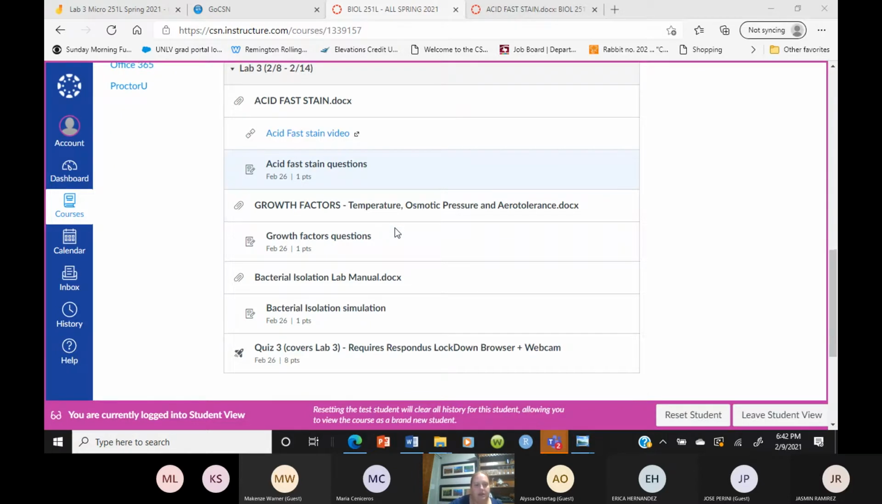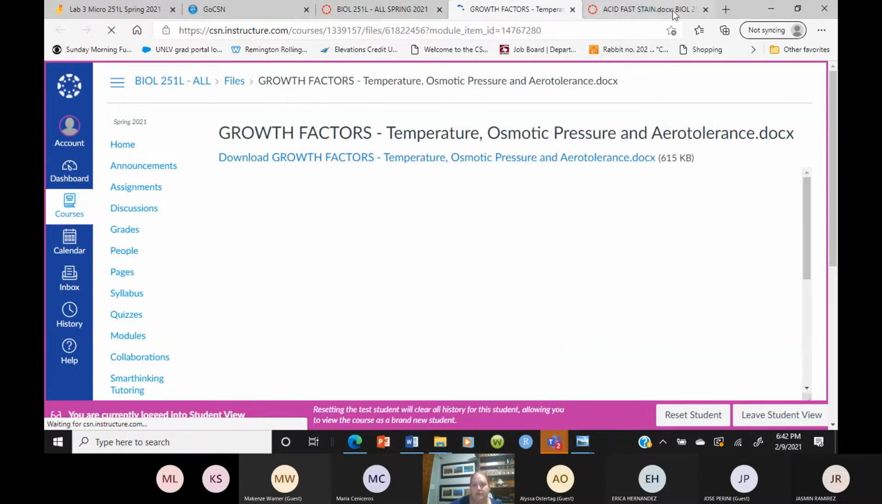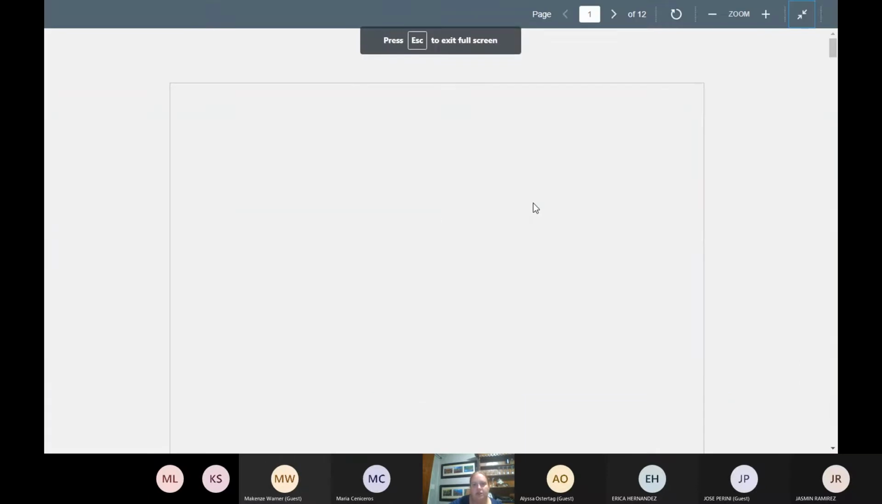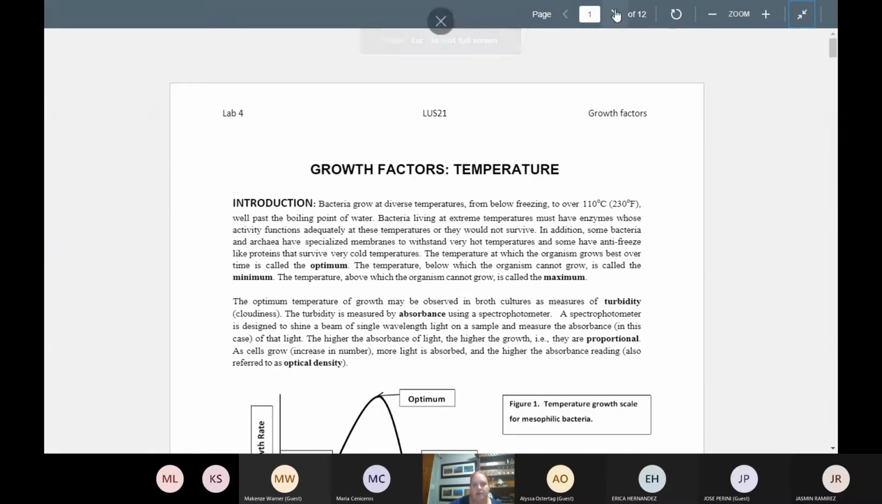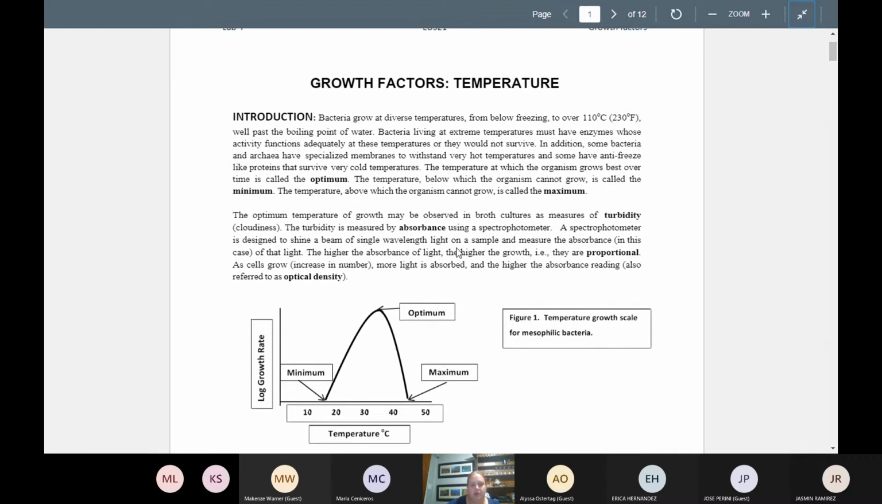Excellent. The next one we're going to be looking at is the growth factors. There's quite a bit of information in this particular document. As you can see up here, it's actually 12 pages long. So when you're doing this, just be prepared that it is quite a lot of information and definitely worth taking your time to understand. But once you understand it, it's a pretty useful concept to know for microbiology.